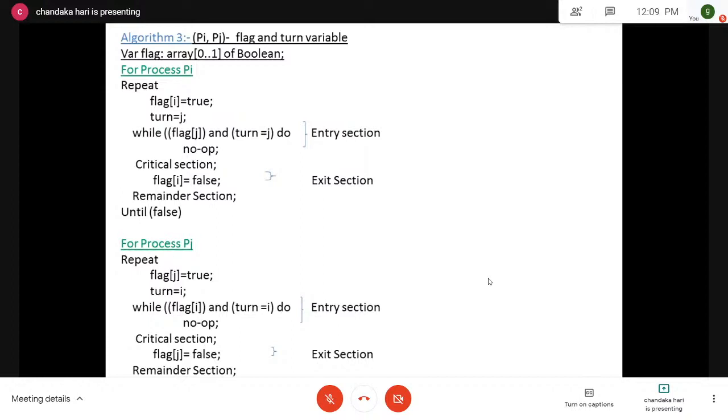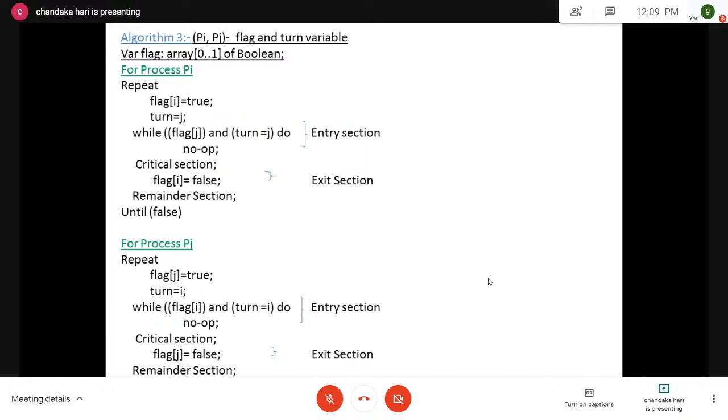So, if process PI wants to enter into the critical section, flag I must be true and turn should be I. If process PJ wants to enter into the critical section, flag J must be true and turn must be J. That's it. And now we'll see how to write the code for this.